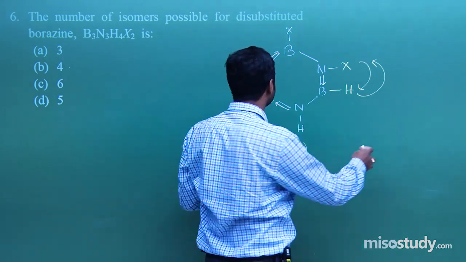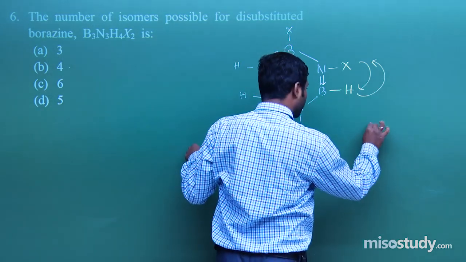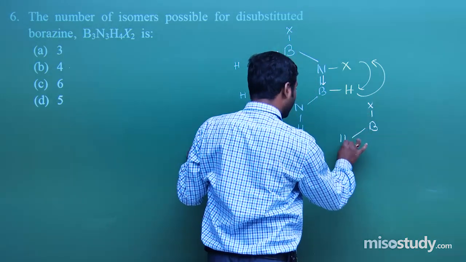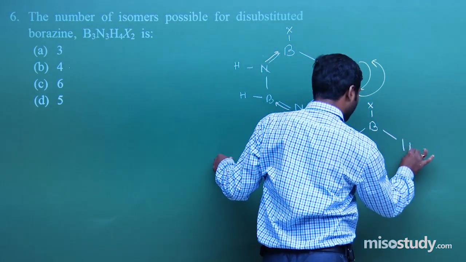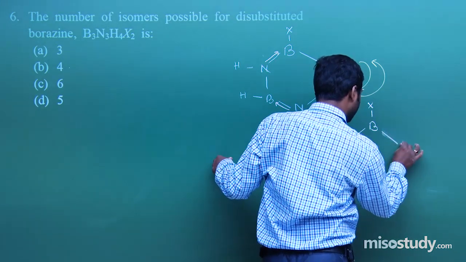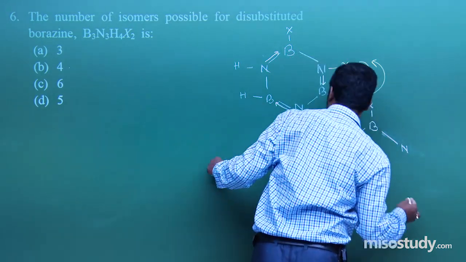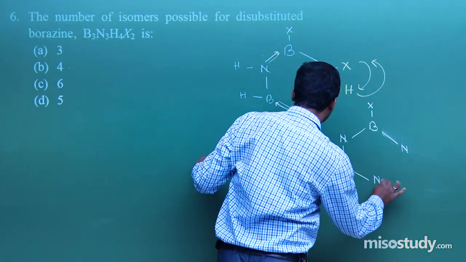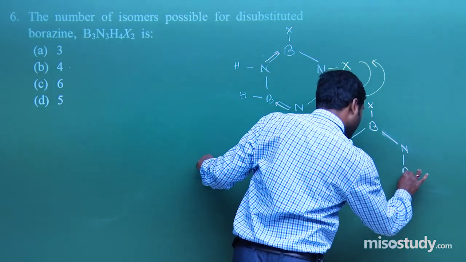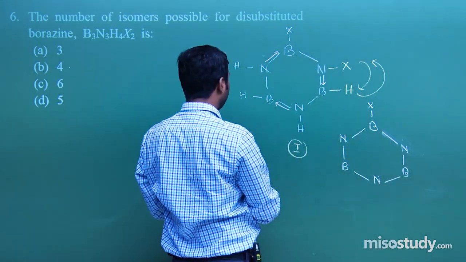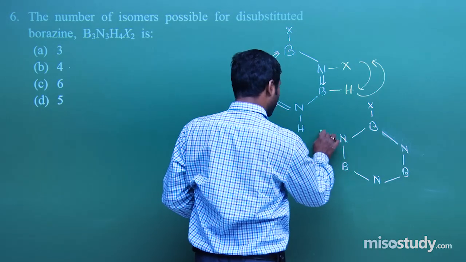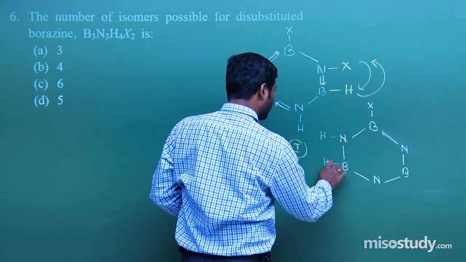I am drawing the next structure. Look at this one is B, put here X. Okay sir. This one is N. Okay, this one is N. Wait for a moment. Put here N. Okay, now put here B, now put here N, now put here B, now put here N. Clear to you? Now that is X, put here H. Okay, this one is H.